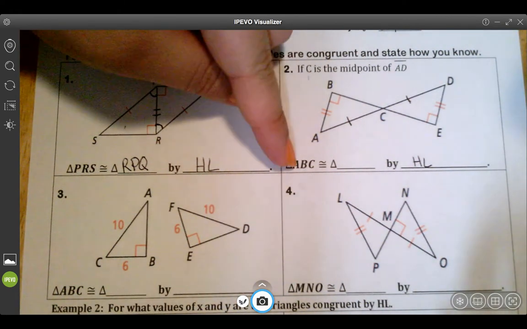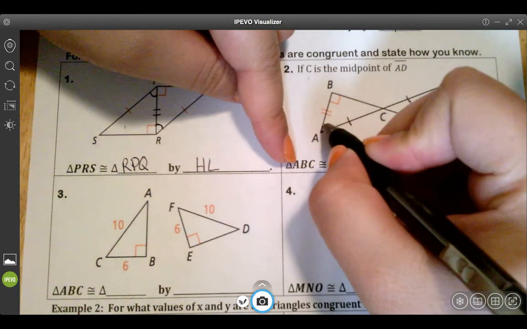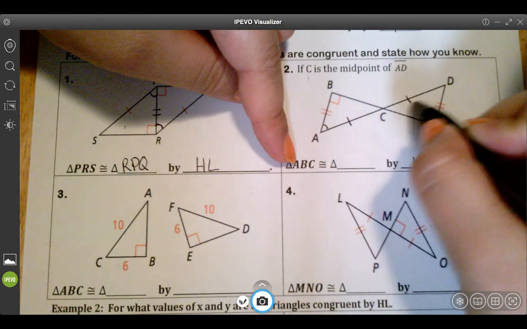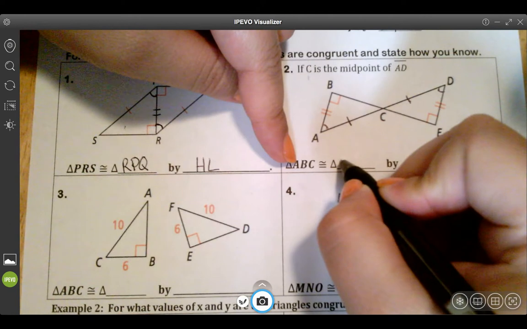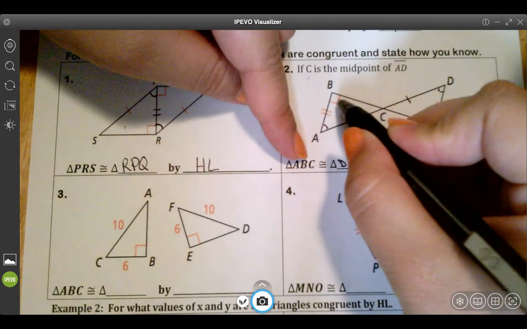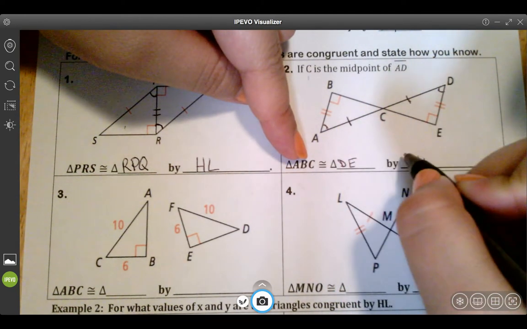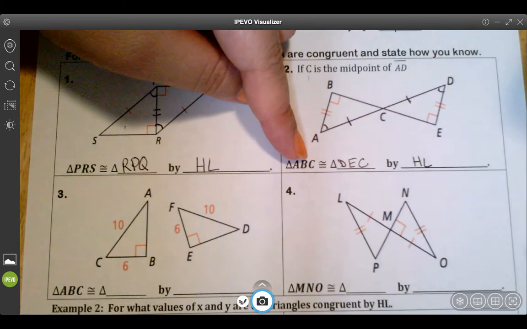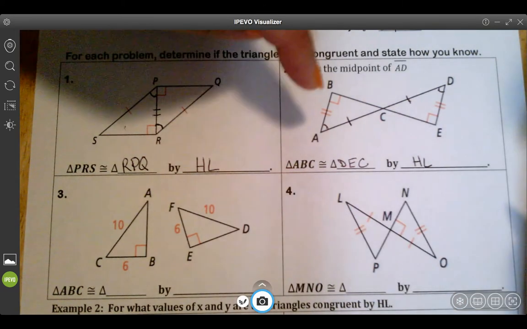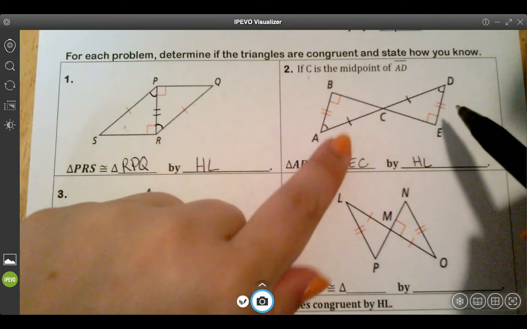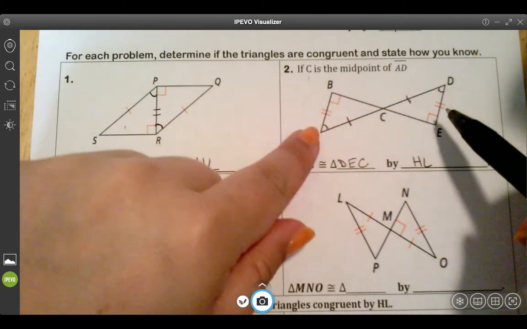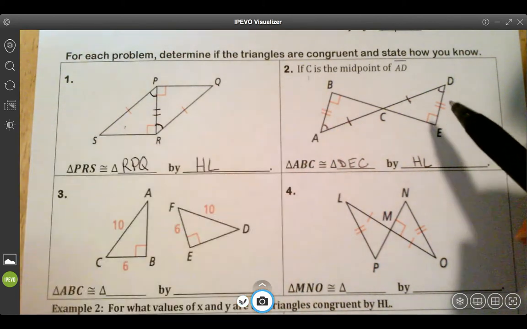So let's see if we can name these triangles. A is the one between 1 and 2. Between 1 and 2 is D. B is the right angle, that's E. C is the leftover. Okay, what do I mean by between 1 and 2? I mean the angle that's between the 2 segments with 1 and 2 congruence marks.